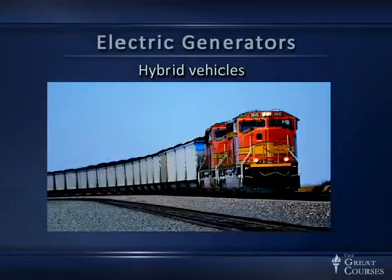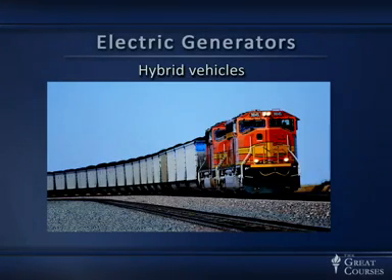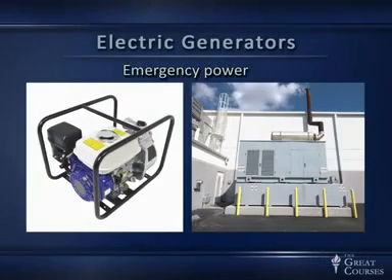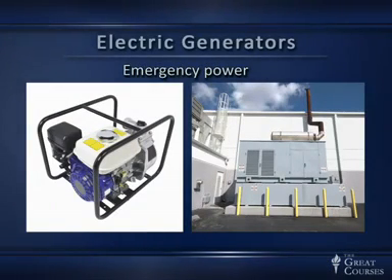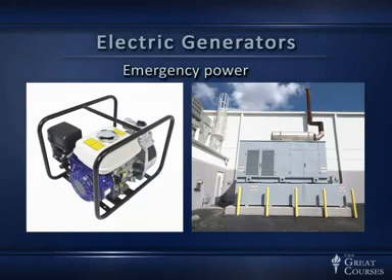Hybrid cars aren't the first invention of such a thing. Diesel electric locomotives are in some sense hybrids. They use diesel engines to turn generators which generate electricity, which run electric motors which drive the train. Emergency power is another example of electric generators. So we use electric generators of all sizes in a lot of different applications, and they all share the fact that mechanical energy goes in and electrical energy comes out.